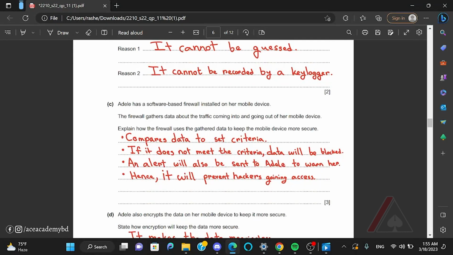Now, number C. Adele has a software-based firewall installed on her mobile device. The firewall gathers data about the traffic coming into and going out of her mobile device. Number one, it compares data to set criteria, and if it does not meet the criteria, the data will be blocked, and an alert will be sent to Adele to warn her so that she's aware, and hence it will prevent hackers from gaining access.